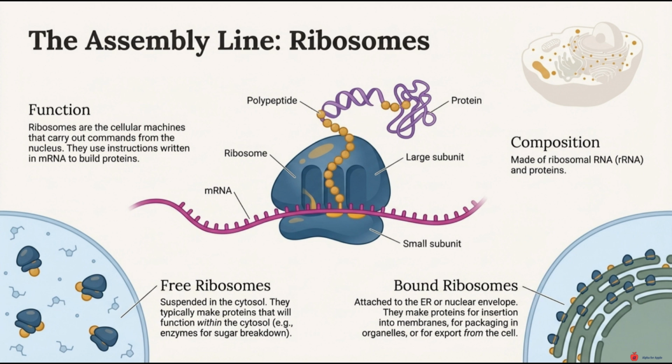A cell that makes a lot of protein, like a pancreas cell making insulin, will have millions of them. And they come in two flavors, right? Free and bound. Correct. And it all depends on where the protein they're making is going to end up. Free ribosomes just float in the cytosol, and they make proteins that will be used right there in the cytosol. Like enzymes for breaking down sugar. Exactly. But the bound ribosomes are physically attached to another organelle, the ER. They make proteins that are destined to be put into membranes or packaged up and shipped out of the cell entirely.